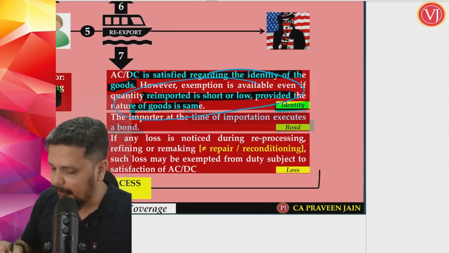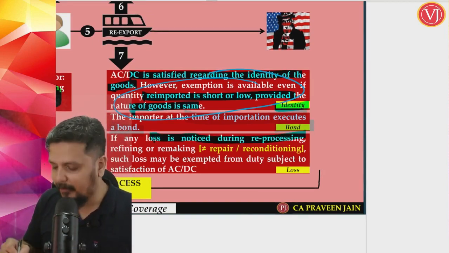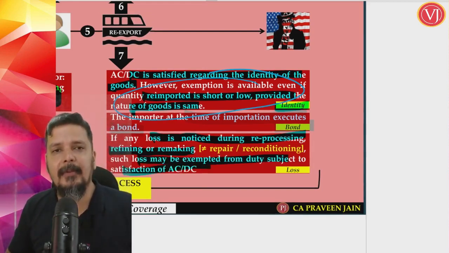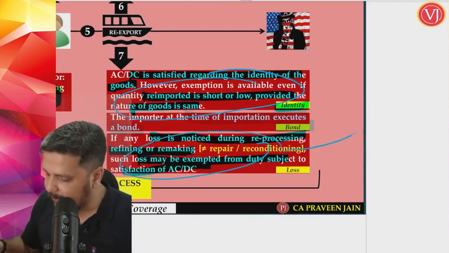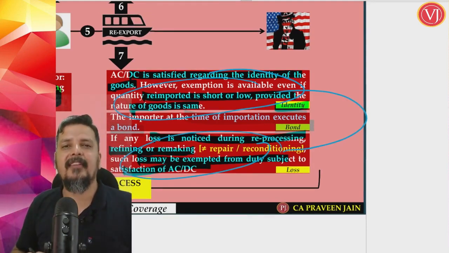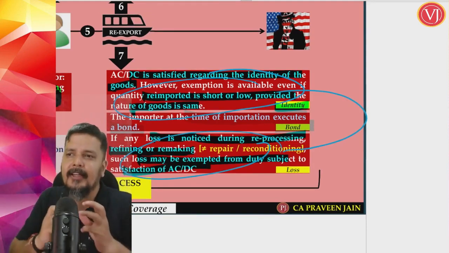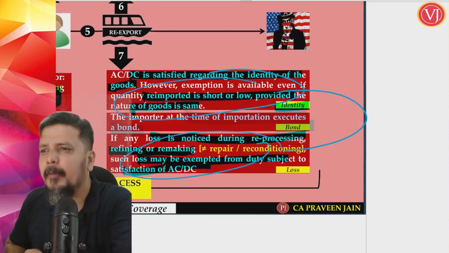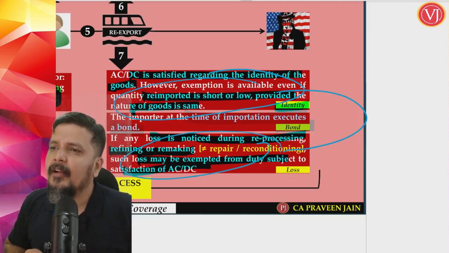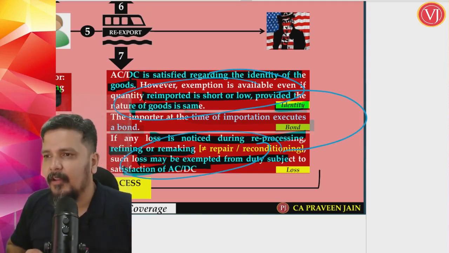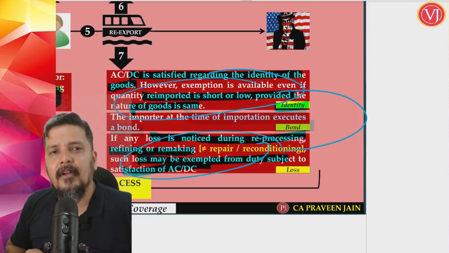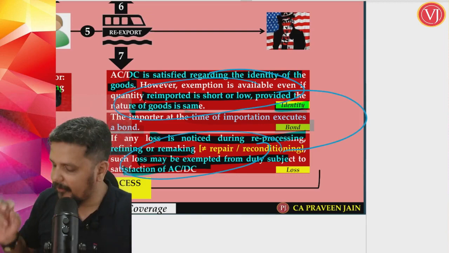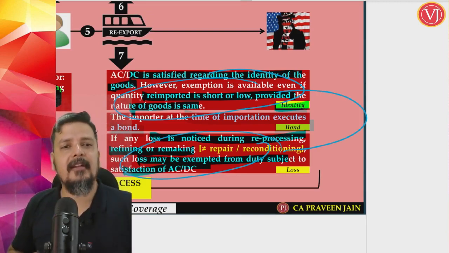And this last point we have discussed: if there is any loss because of reprocessing, refining, remaking, such loss may be exempted. This point is repeated here also. Such loss may be exempted because the quantity that was imported and the quantity that is going out differ, but the difference is very minimal. And the difference is because of natural manufacturing loss. Right? It is because of normal loss. In your costing language, it is because of normal loss. That will be ignored.